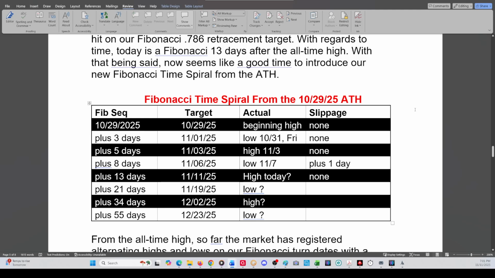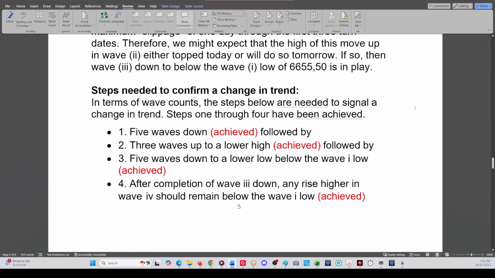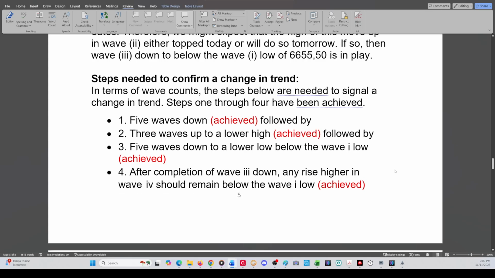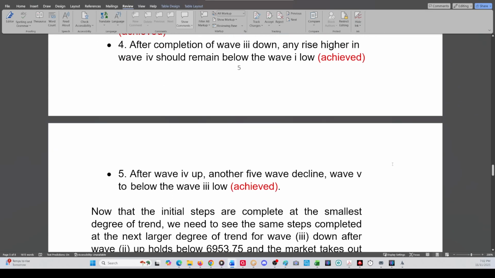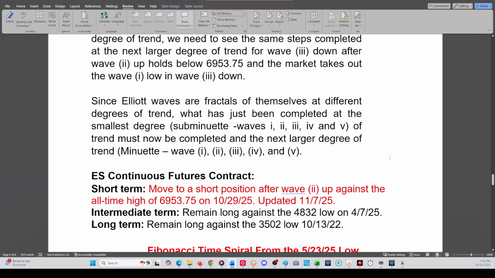This is what we're looking at as far as the time spiral goes. I think we still have the other one. Oh, I think we went over this, but we've achieved those 5 waves down at the smaller degree of trend, and now we need to see that same 5 waves down in wave 3 with a parentheses, just like wave 1 played out in parentheses. So there we go. We're poised to go short. After wave 2 up is over, I'm going to watch that internal wave count really closely, so we'll know well before it goes below the wave 1 low that it's in play.